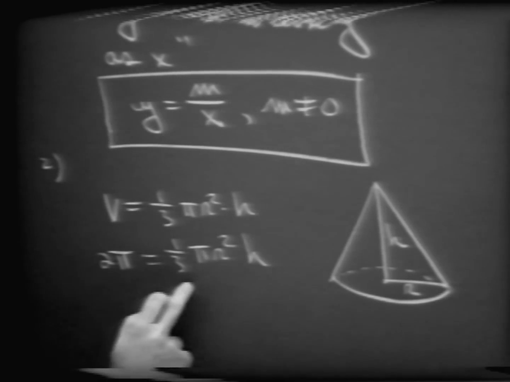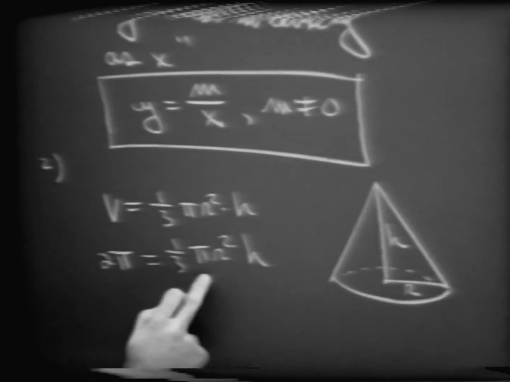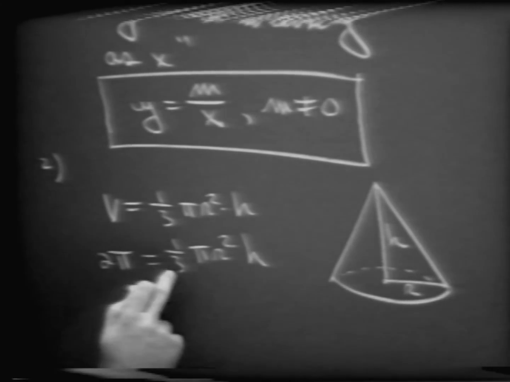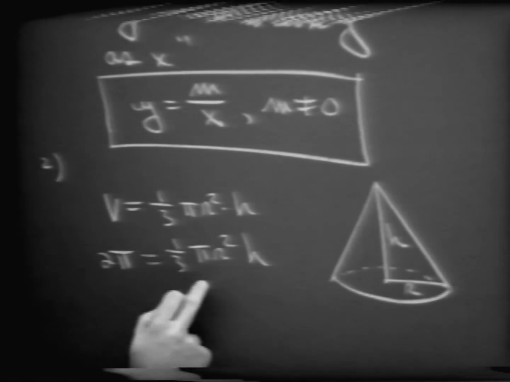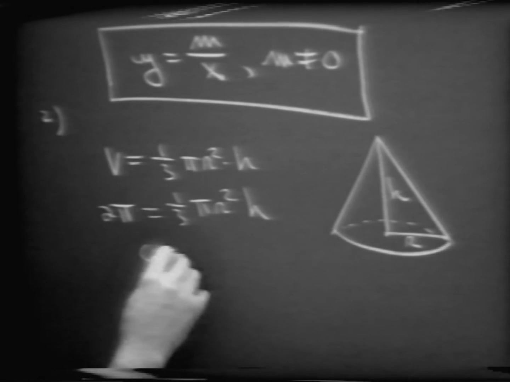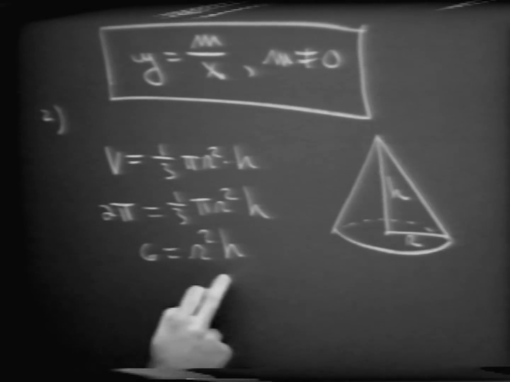And now 1/3 pi is a constant, is that right? So if we were to divide both sides by pi, there's a name for 1. And if we were to multiply both sides by 3, we have on the left side what? 2 times 3, which is what? 6 is equal to r squared h, is that right?